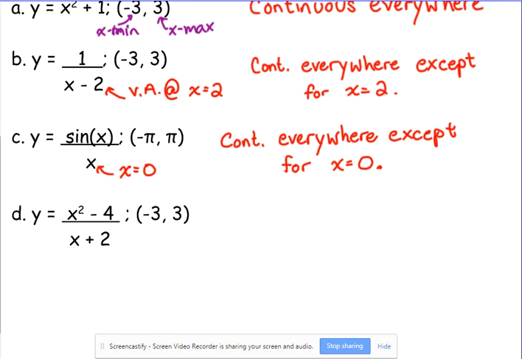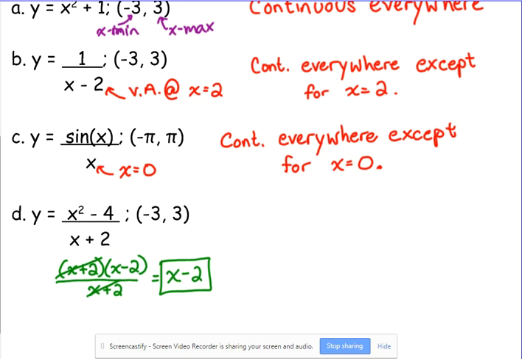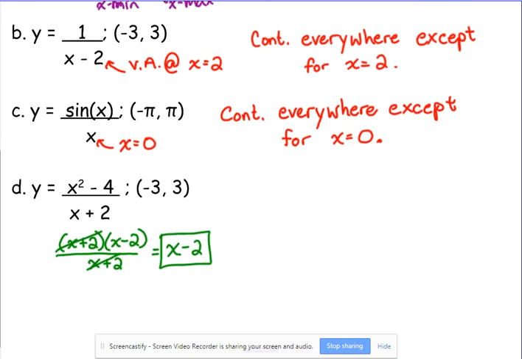Go back to pre-calc for a second. If we factor that numerator, it's x plus 2 times x minus 2. And the denominator is x plus 2. We can cancel out those x plus 2's. So the simplified version here, x minus 2, is what the function looks like. That's how the function behaves. It behaves like the line x minus 2, but there is a hole at -2 because that's the factor that we canceled out. So this one is also continuous everywhere except for its hole at x equals -2.